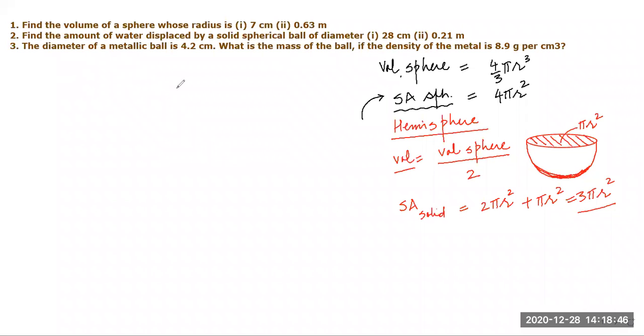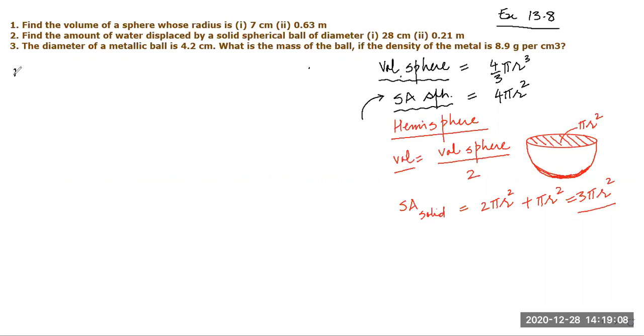Yes, students. So today we are going to do an exercise. What is the name of the exercise? This is exercise 13.8, class ninth. The chapter is surface area and volume. Today we are concentrating on the surface area and volumes of spheres and hemispheres.